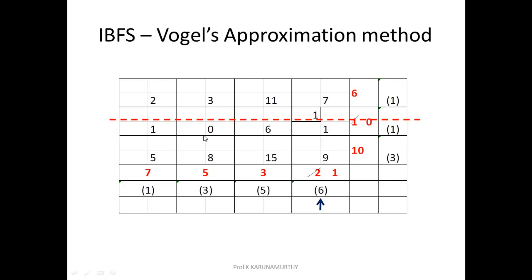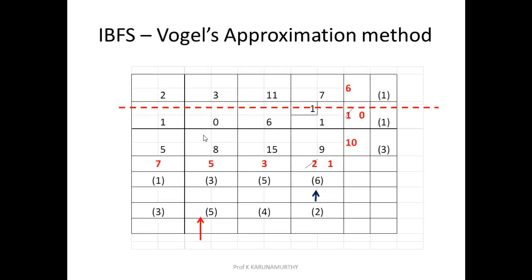Similarly for this column, so for column wise we have to determine the penalty. So if you determine the penalty column wise, then we will get like this: 3, 5, 4 and 2. These are the difference between the smallest and second smallest for every column. 3 and 5 difference is 3, and 8 difference is 5. 11 and 15 difference is 4.